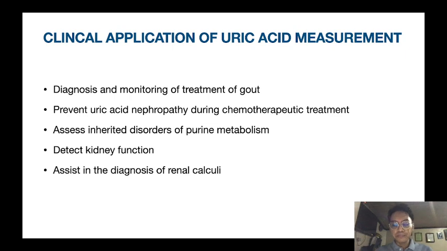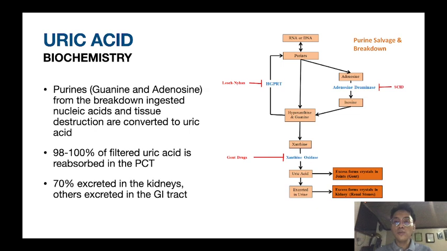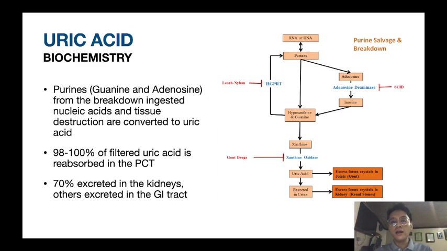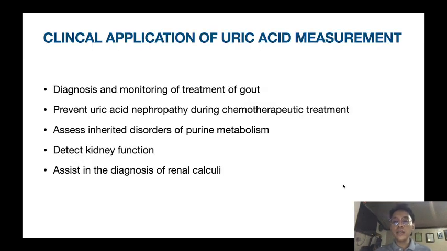So why do we prevent for uric acid nephropathy? Kasi 'di ba, when there is increased destruction of the cells, so ma-release ang RNA and DNA ng cells. At yung RNA at DNA ng cells, it will pass through this pathway and it will become uric acid. So when there is destruction of cells, there will be increased uric acid.